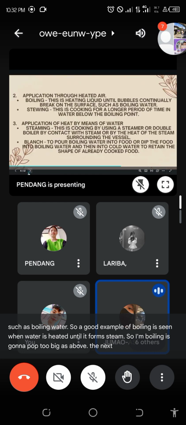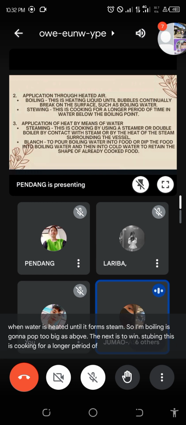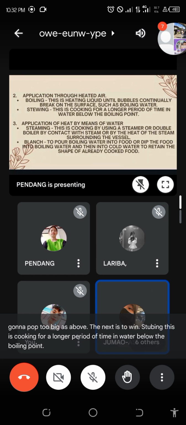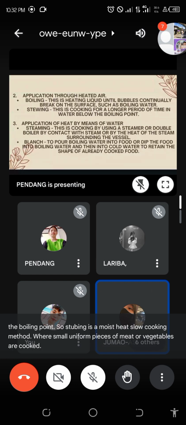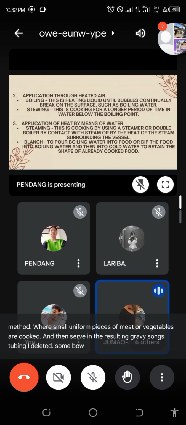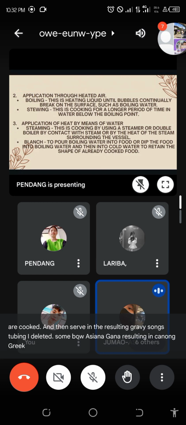Then next is stewing. Stewing, this is cooking for a longer period of time in water below the boiling point. So stewing is a moist heat, slow cooking method where small uniform pieces of meat or vegetables are cooked and then served in the resulting gravy. So ang stewing kay dili na siya ingon nga daghan og sabaw, kanang resulting in more gravy, lapot ang iyang sabaw.